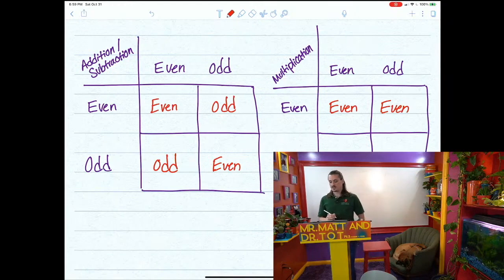So only an odd times an odd will produce an odd product, but an odd plus an even, or an even plus an odd, will produce an odd sum or difference.